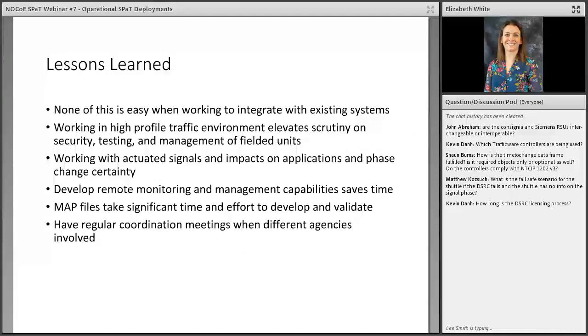And as far as lessons learned, I'll just touch on these briefly since this may come up in the Q&A session as well. I think as Joanna touched upon too, it's important to have regular coordination with the different agencies involved in the deployment. So that's really been helpful. We've found that working with actuated signals has a pretty big impact and is more difficult than just using fixed timing signals. So that's something we've dealt with. And again, the map files tend to take a significant time and effort to develop and validate.